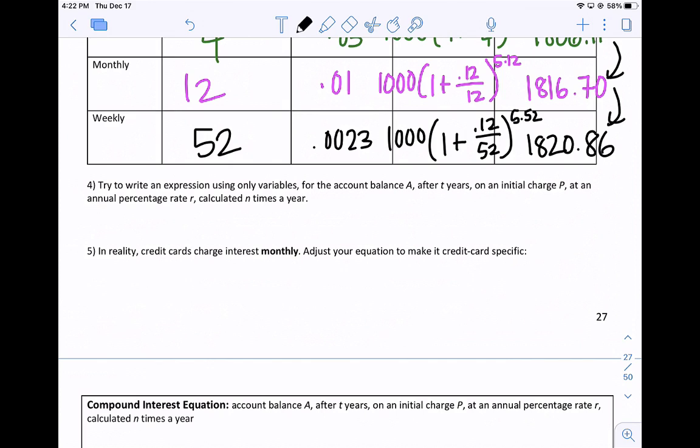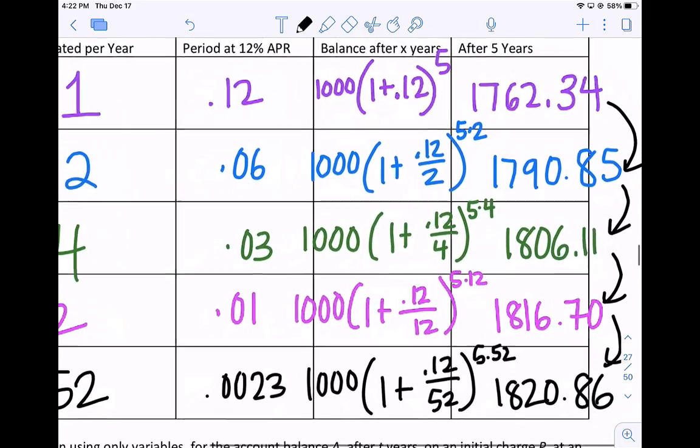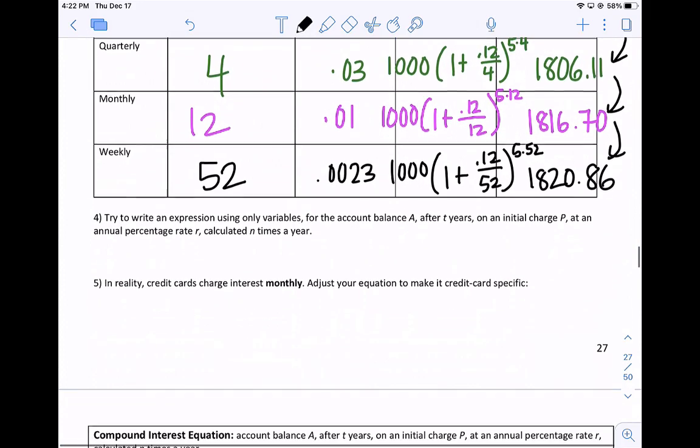All right, number 4, try to write an expression using only variables for the account balance A after T years on an initial charge P at an annual percentage rate R, calculated N times a year. So basically they're asking us, all right, we plugged numbers into these expressions right here. What were we plugging in? So here it is. The account balance that you owe is always your starting value.